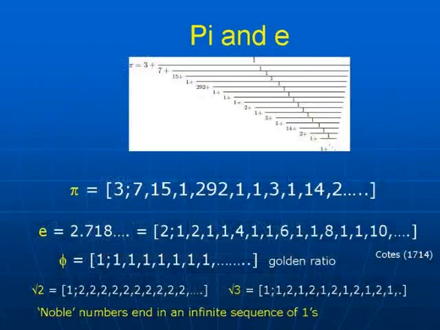We've seen that the golden ratio has this very predictable continued fraction expansion. And there are other numbers which do other complicated things for a while, and then they end up having all their continued fraction expansion entries equal to 1 ever afterwards, all the way to infinity. Those numbers are called noble numbers, conventionally. Okay, so they end with an infinite sequence of 1s. And we'll see a little later why they can be rather important.